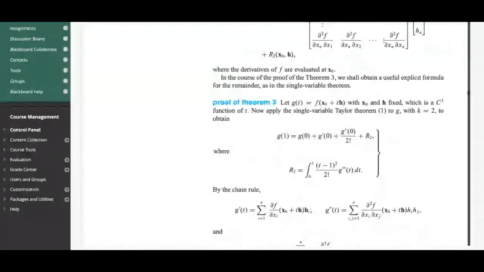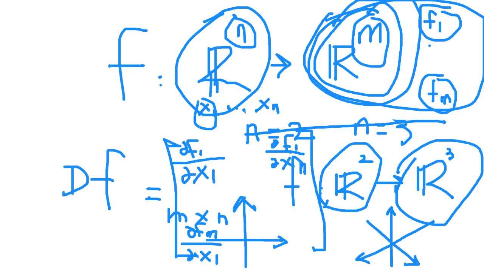Okay, let me go to the whiteboard. That's not considering the nth level yet. Let's just consider a simple example. Let's see, f takes two variables, okay? f goes from 2-space to 2-space. Let's do that.